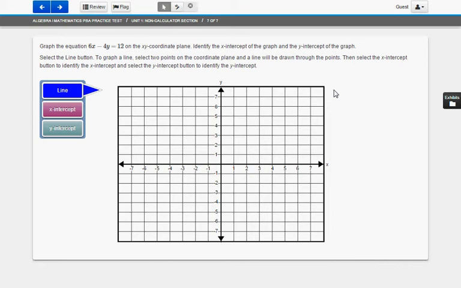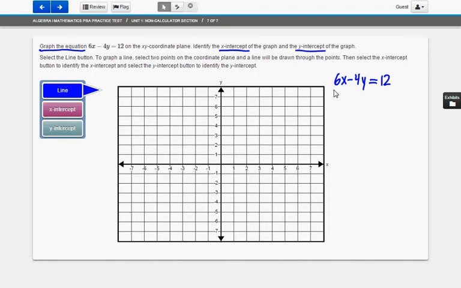Over 7 on the performance-based assessment for Algebra 1 using the Park Online Practice Test. This question asks you to graph the equation 6x minus 4y equals 12 on the xy coordinate plane. So graph the equation, and then identify the x-intercept of the graph and the y-intercept of the graph.